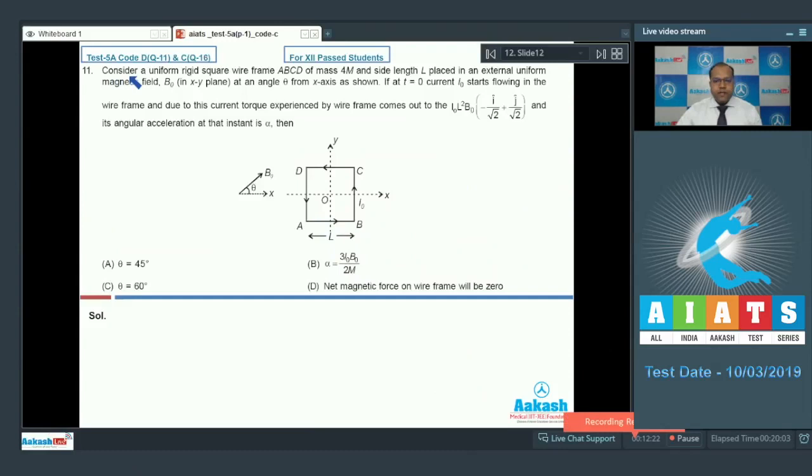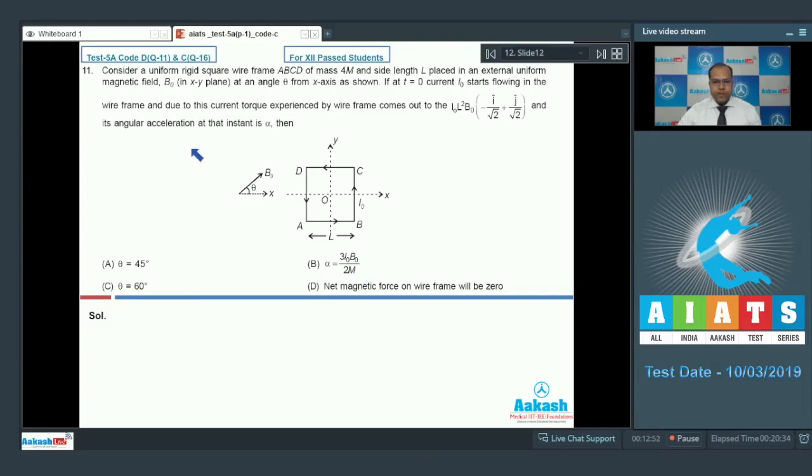In question number 11, consider a uniform rigid square wireframe ABCD of mass 4m and side length L placed in an external uniform magnetic field B0 in XY plane at an angle theta from axis as shown. If at t equal to 0, current I0 starts flowing in the wireframe, and due to this current, torque experienced by the wireframe comes out to be I0 L square B0 into (minus i cap by root 2 plus j cap by root 2), and its angular acceleration at that instant is alpha, then we have to check the validity of given options.